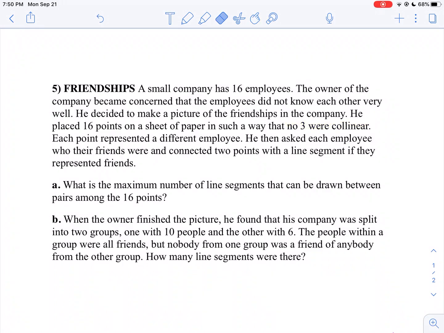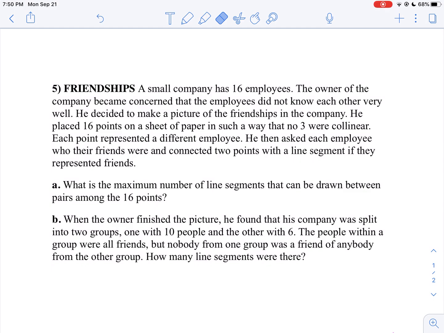This problem was kind of a doozy. I understand why you had a question on it. It says a small company has 16 employees. The owner of the company became concerned that the employees did not know each other very well. He decided to make a picture of the friendships in the company.